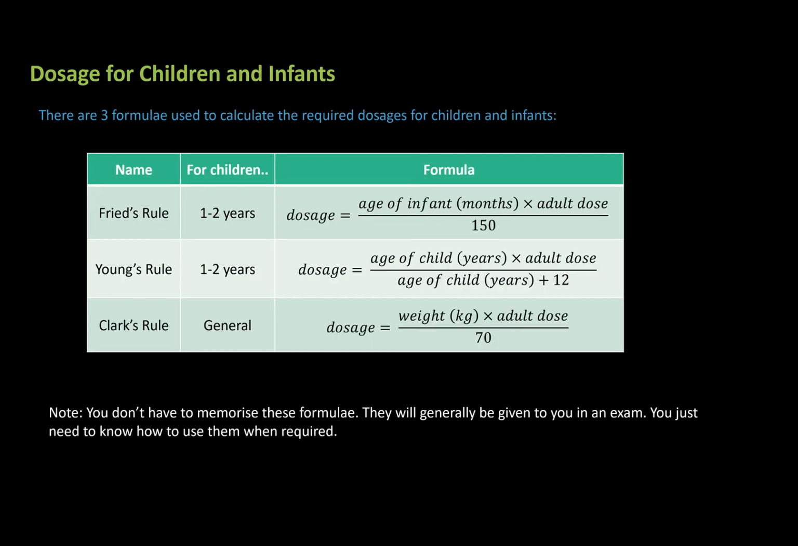Dosage for children and infants is calculated from the adult dosage, and there are 3 different formulae we use to calculate these. 3 different rules. Pretty straightforward formula to substitute into. You don't need to memorize these, guys. You just need to be ready to substitute and realize what each part means. So the kind of exam question you've been given for this looks like this.